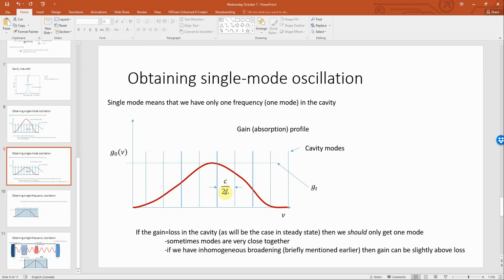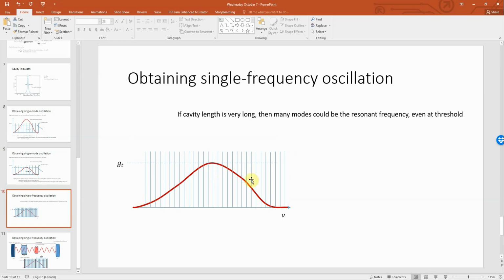I've worked with lasers that are about 10 meters long. I've also worked with lasers that are just a few millimeters long. But if this laser cavity is 10 meters long, then this mode spacing is quite short. It can be on the order of 10 megahertz. And so that means this gain profile is going to be extremely broad compared to these modes.